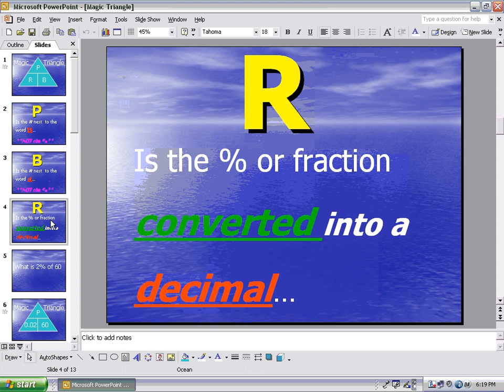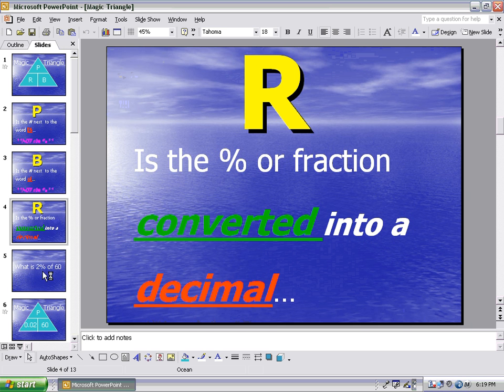And last but not least, we have an R. Now this is the percent or the fraction. We need to convert this into a decimal. Remember, the other day when we did the questions, the first thing I did was I said, read the question. If they give us a percent, we need to immediately make that a decimal. And we do the same exact thing here. If there's a percent or a fraction, and notice I added fraction this time, the first thing I need to do is make it a decimal. And then I need to put it in the place of R on the triangle down there in the lower left-hand side.